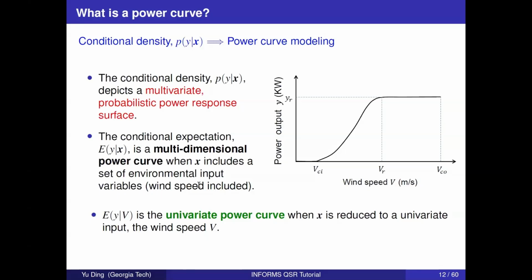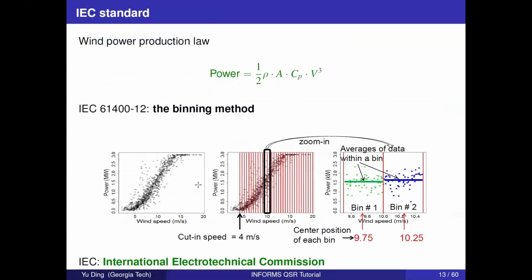And we typically come across this in the literature and from industry use, right? And how does the industry estimate their power curve? There's a time evolution, right? 20, 30 years ago, there was a parametric power curve. They simply said that because the power production law says the power is related to the wind speed in this cubic law, right? The rho here is the air density. The A is the rotor sweeping area. CP is the so-called power coefficient.